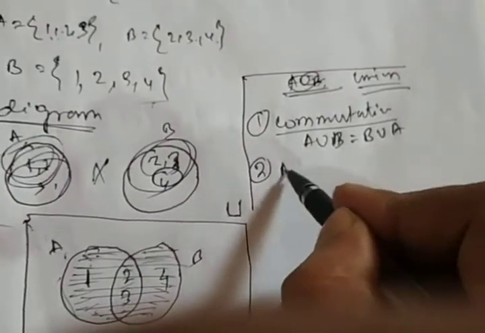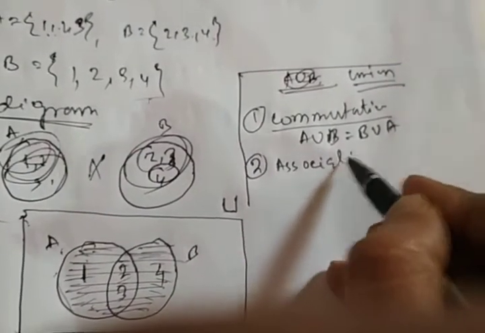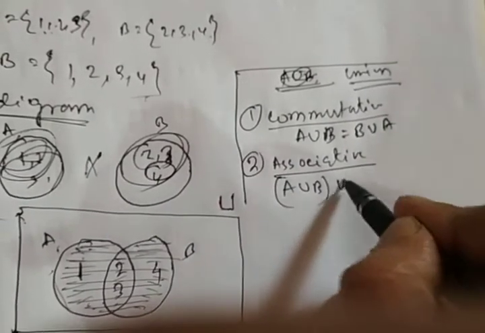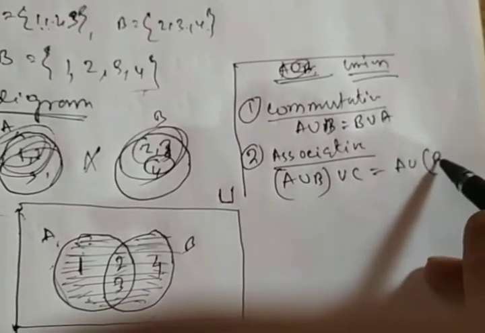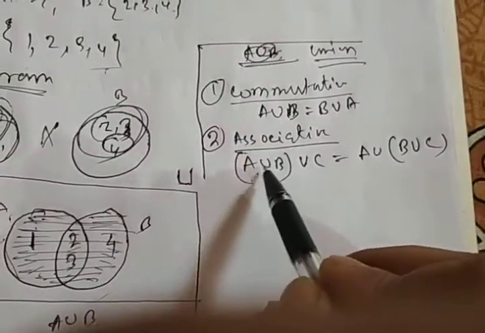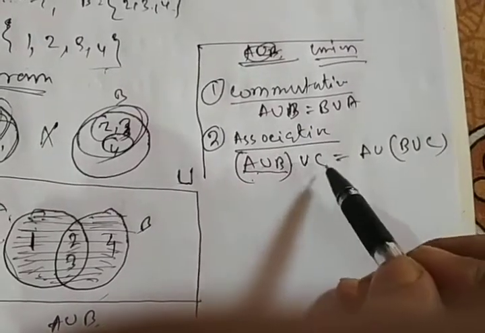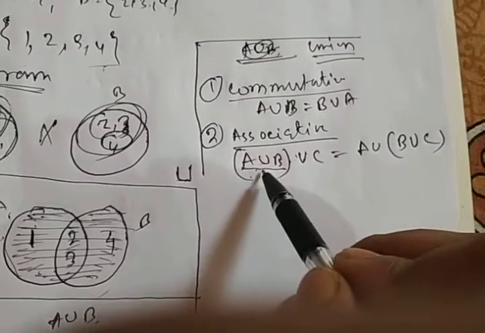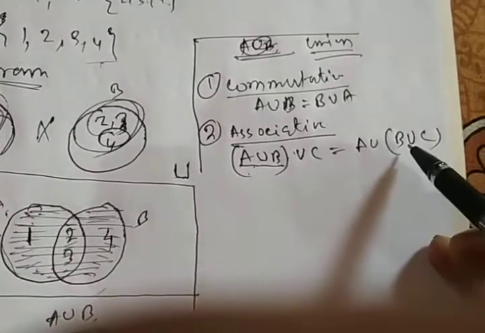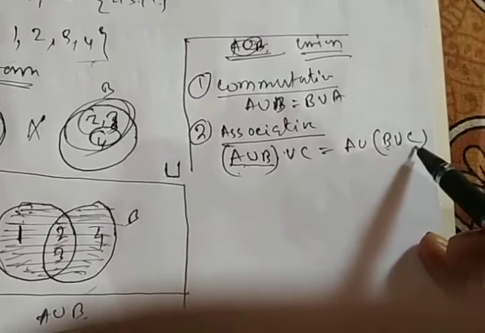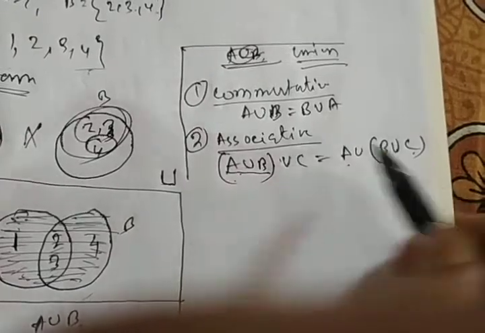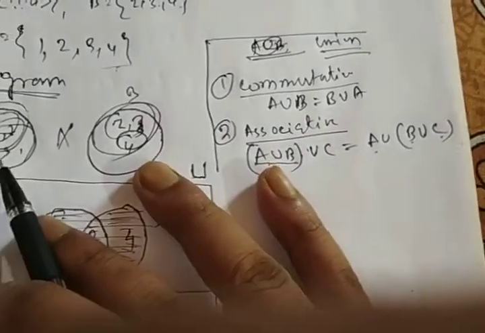The second is associative. Associative means (A union B) union C equals A union (B union C). Here, associative means the first union is applied to A and B, then the union is applied with C. This set is also equal to taking the union of B and C first, then A, which will be the same set. This is called the associative property.